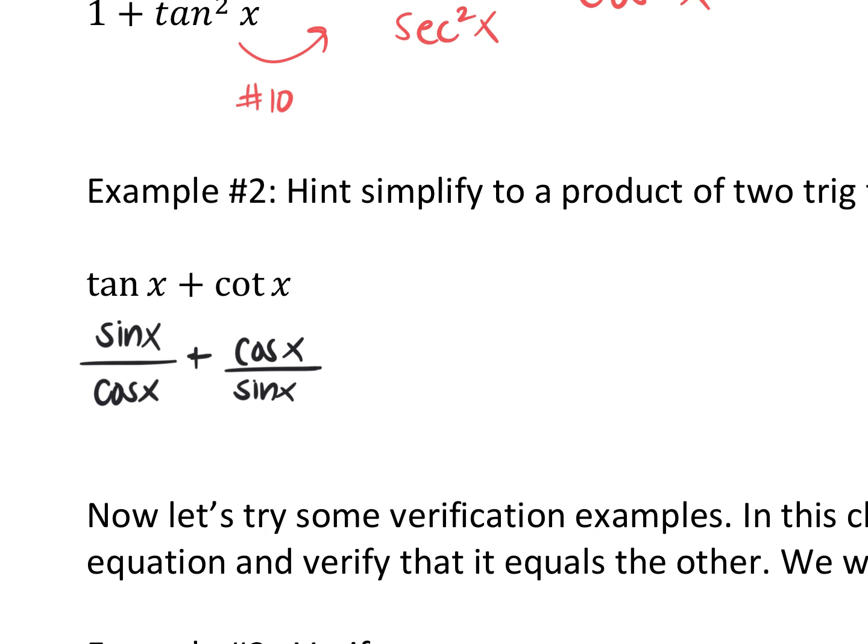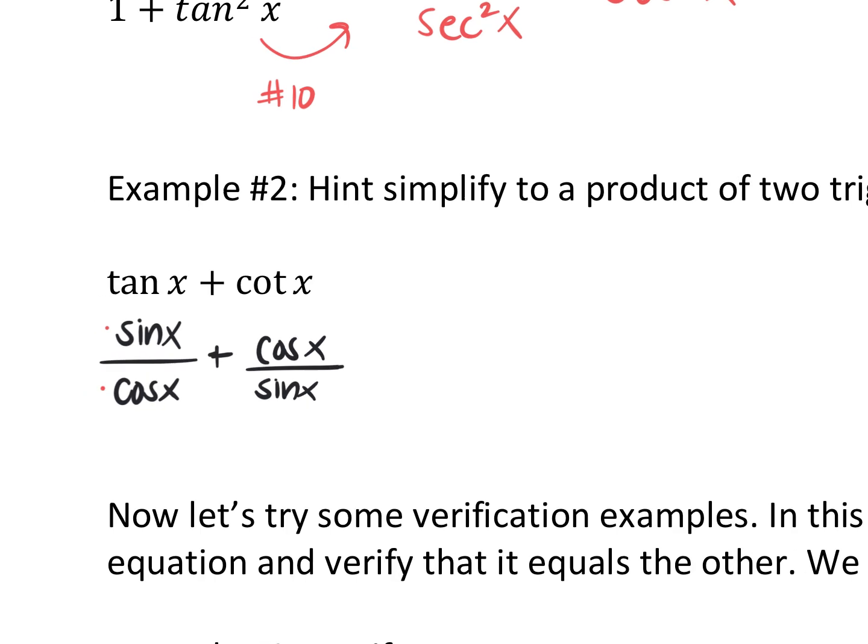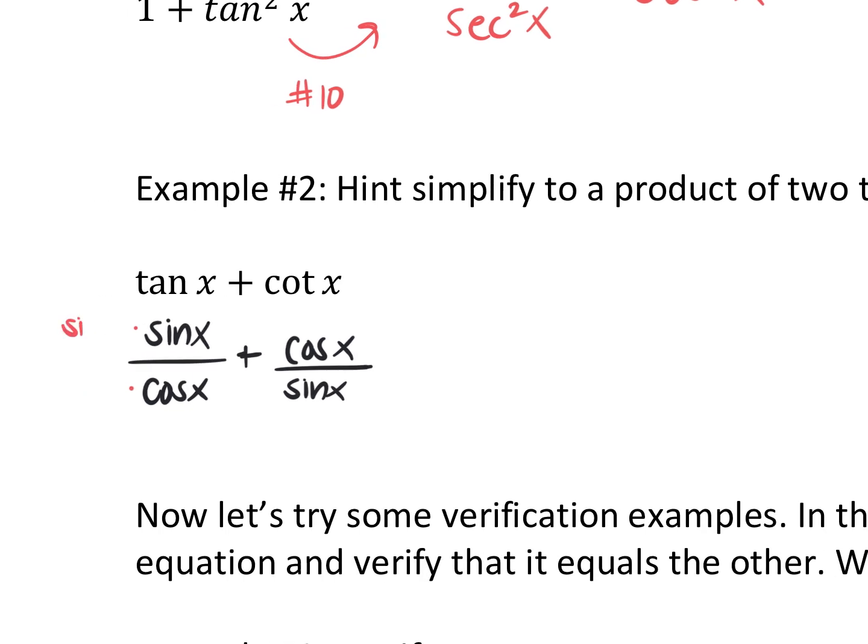Okay. Now, can I add these across yet? No. If I want to add them across, what do I have to have? Common denominators. So for the first one, I need to multiply this fraction by what? Sine of x, because it's the denominator of my other fraction. And then I need to multiply this fraction by cosine of x.